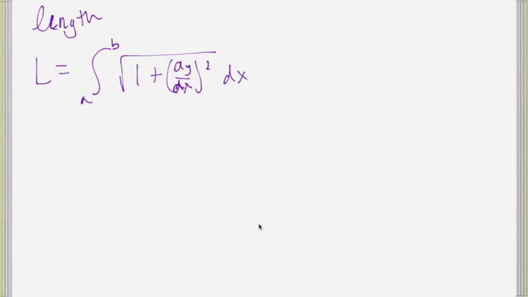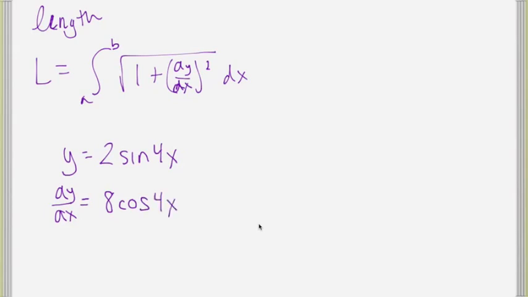So let's say my curve is 2 sine of 4x. Then dy dx is equal to 8 cosine 4x. The derivative of sine is cosine, and we leave the inside alone, but we need to then multiply by its derivative. That's our chain rule, so we have to multiply by that 4 when we take our derivative.